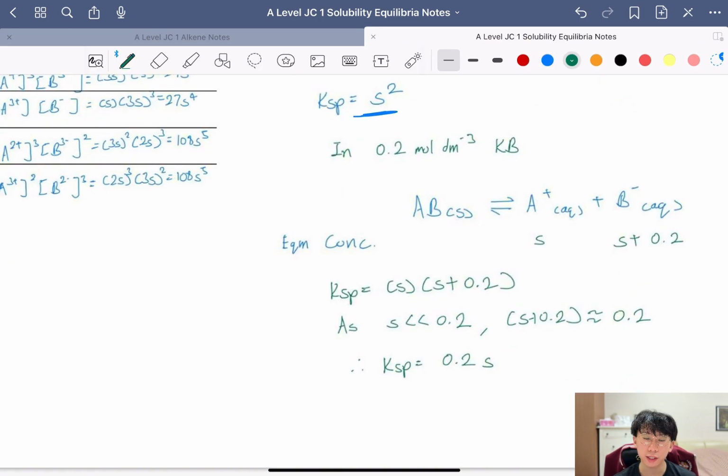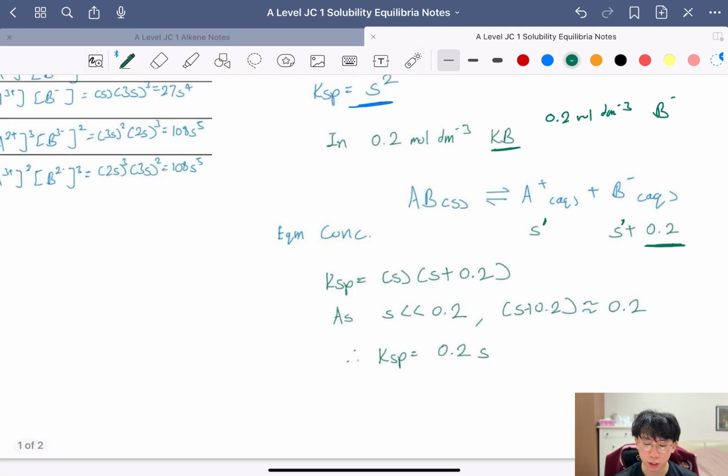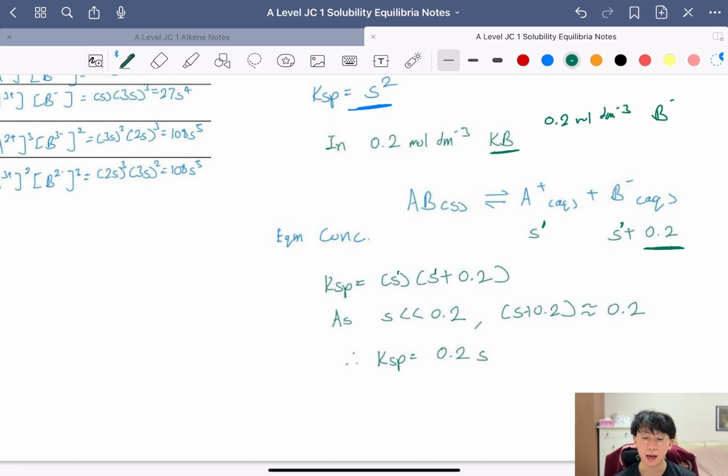If you are doing this not in pure water, but in 0.2 mol per dm cube KB, that means there's an additional 0.2 mol per dm cube of B-. This means that at equilibrium, there's always this 0.2 mol per dm cube of B- that you have to take into account. So you have to add that to the equilibrium concentration for B-. And just to distinguish, these are the new solubilities. If you use these in the equation, your Ksp would be S prime times (S prime plus 0.2).